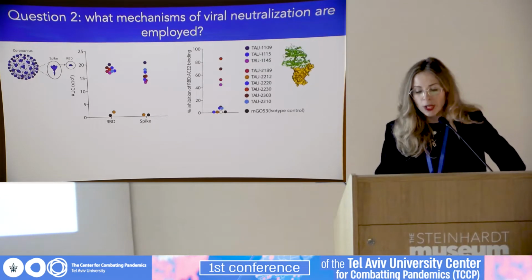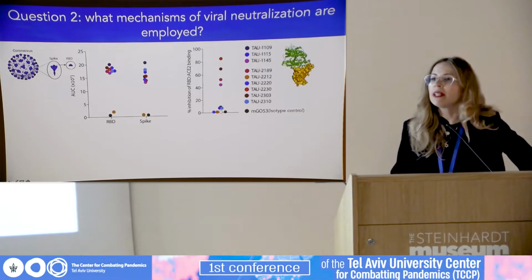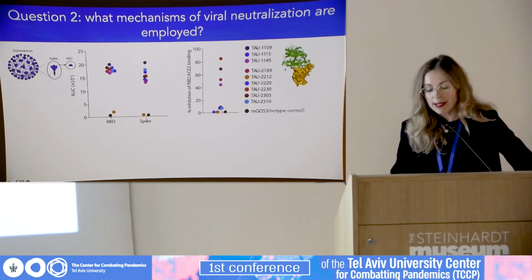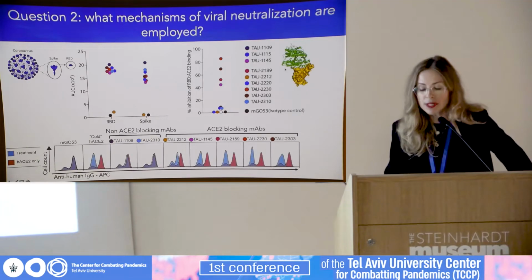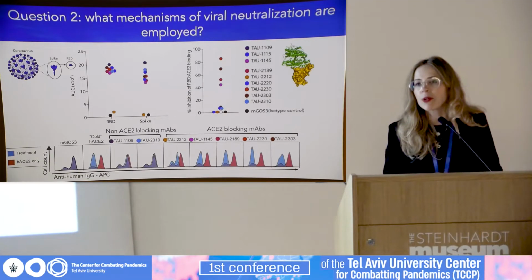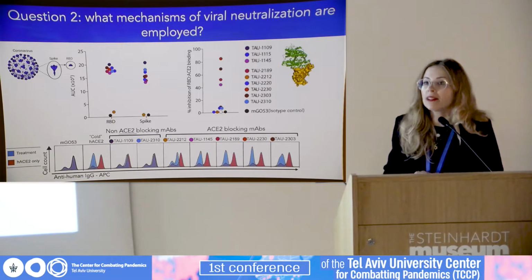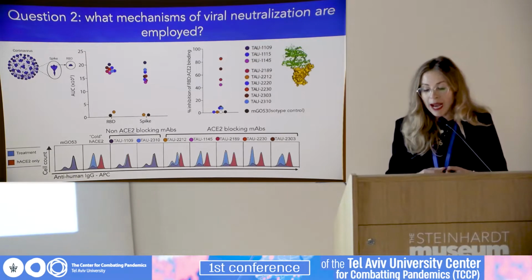4 antibodies were able to inhibit ACE2 binding in ELISA, and when we repeated this result with flow cytometry, we expressed the whole trimer on cells, and we tested whether the antibodies could inhibit ACE2 binding to the spike.